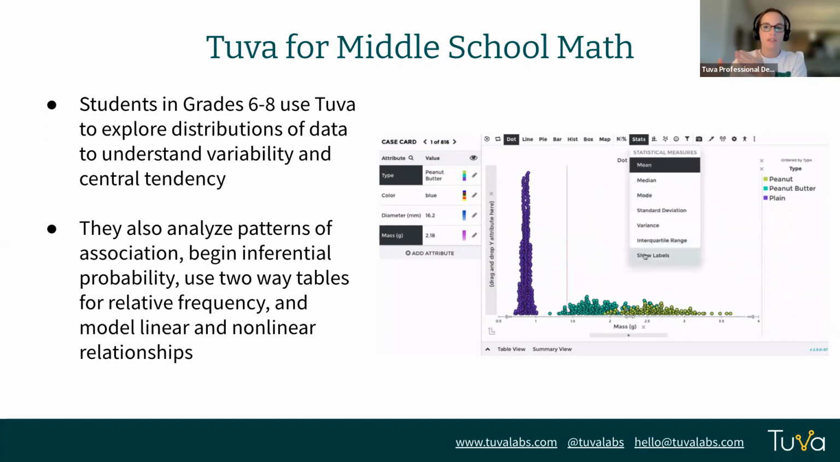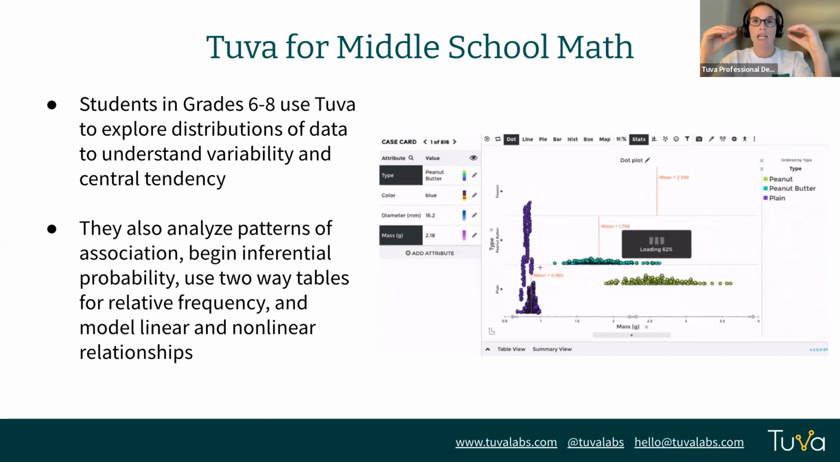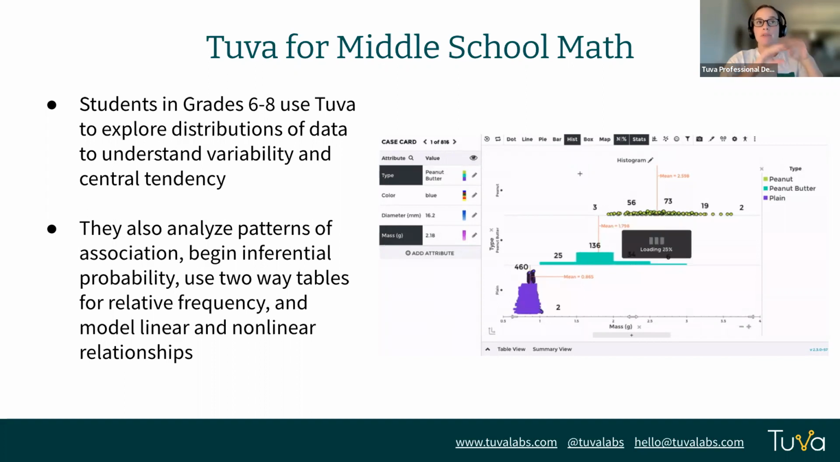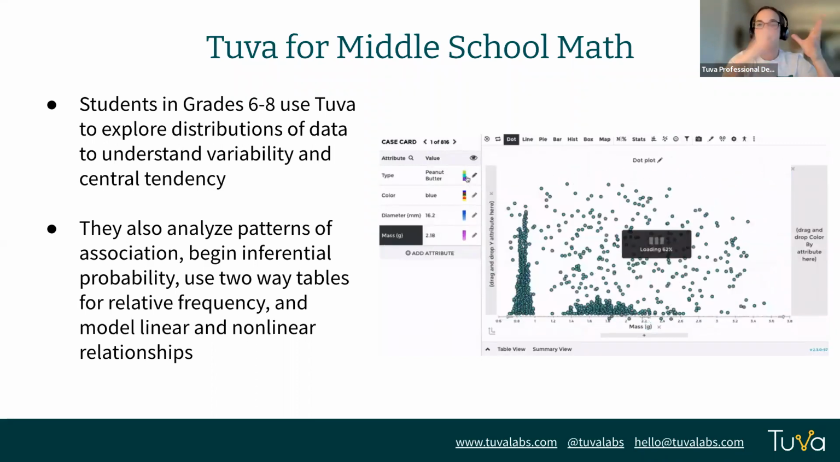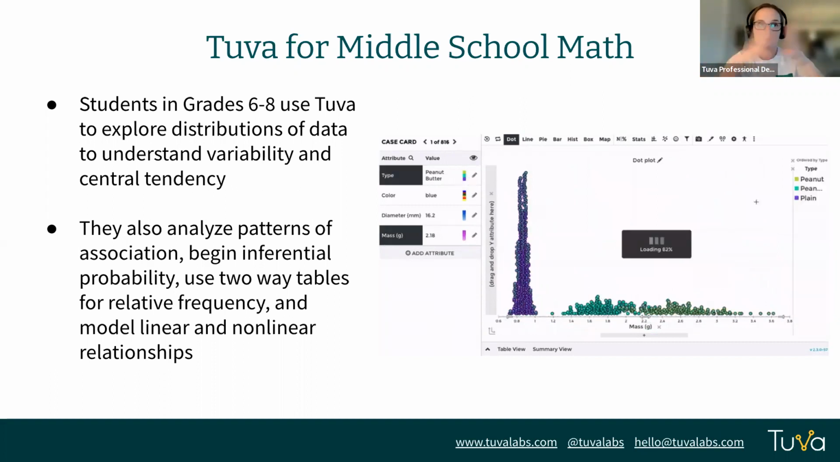And then as they continue on in their middle school career, they also start to go from univariate data, where we're looking at just one variable at a time, to now seeing the relationship between two variables, and from that bivariate relationship, being able to recognize patterns of association. Do we see a linear pattern of association? Is that increasing or decreasing? All of those foundational skills that students will then take into Algebra 1 as they get into more in-depth linear modeling.